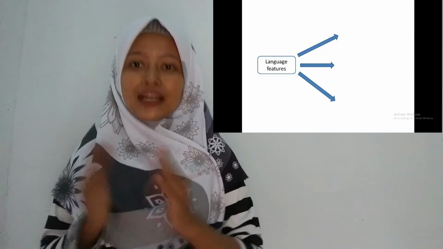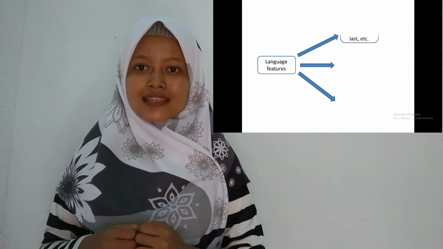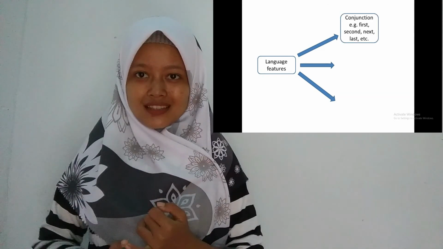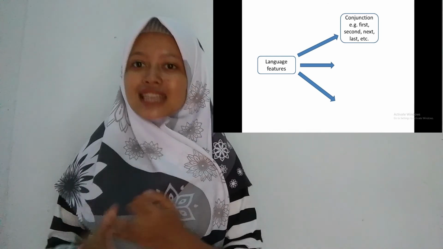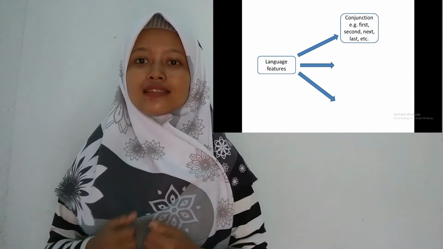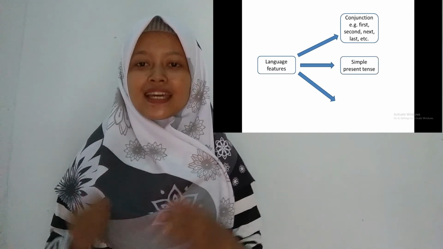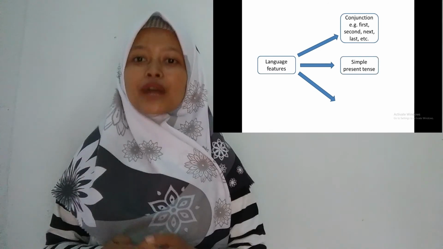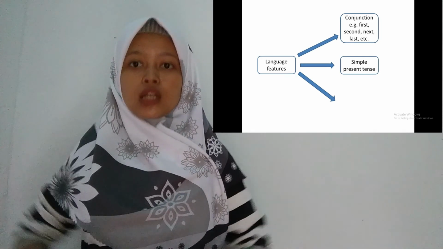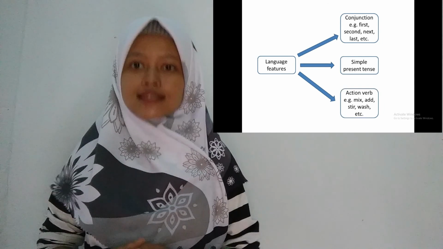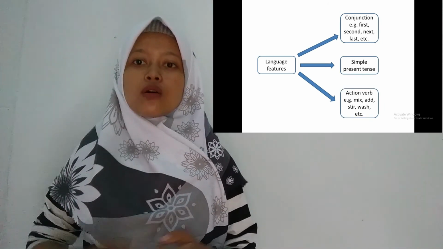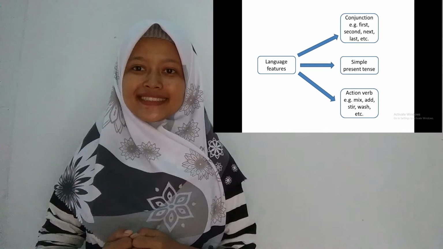And then about the language features of procedure text. A procedure text commonly uses conjunctions such as first, second, third, then, next, finally, and so on. It also uses simple present tense. And there are also action verbs in a procedure text such as mix, stir, add, wash, and so on.